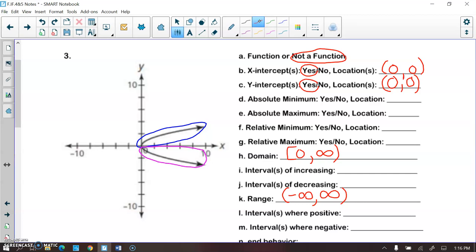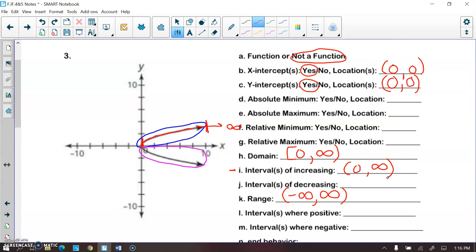So for the blue section, starting with the leftmost point, my pencil is going up, so that's an interval of increasing. And we report the left and right x values. So my left x value is 0 in that blue section. My right x value is going to continue going towards infinity on my x-axis.